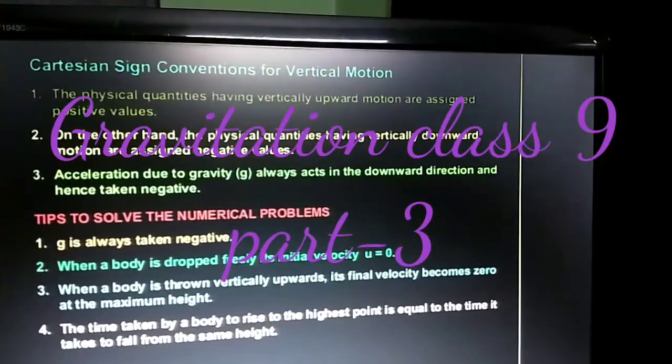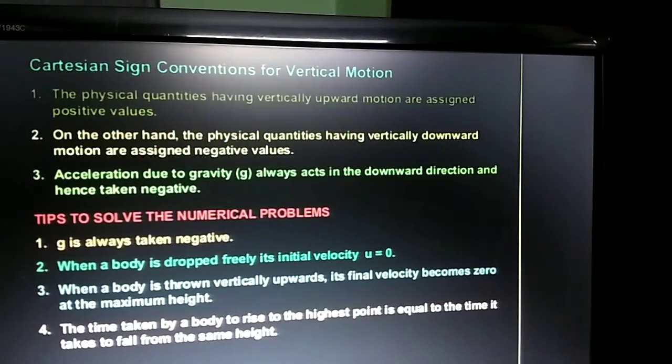Namaste children. Once again a small discussion on acceleration due to gravity. The acceleration produced in a body falling freely under the influence of gravitational pull of the earth is known as acceleration due to gravity, and it is designated by small g.